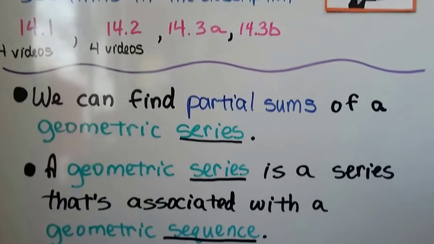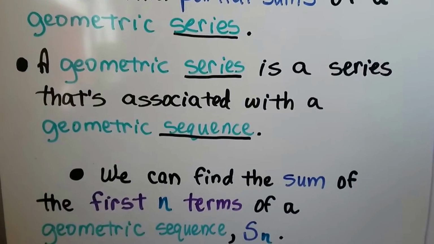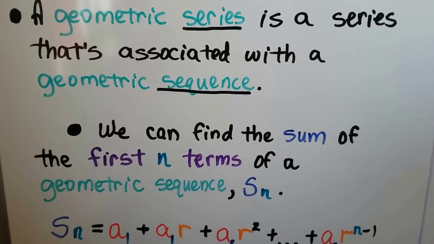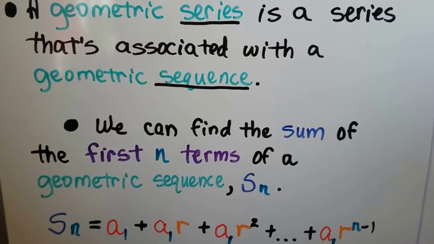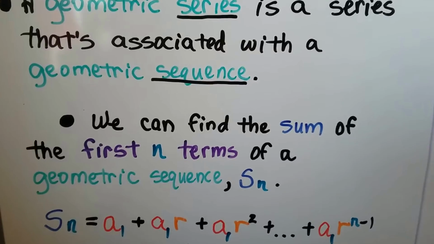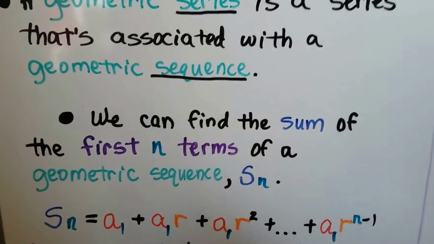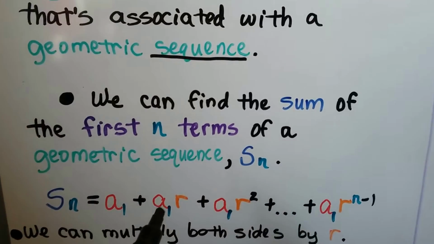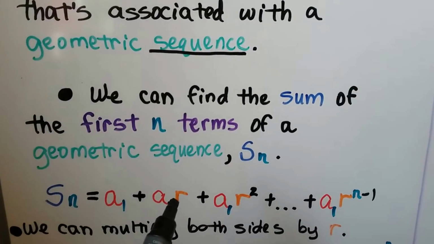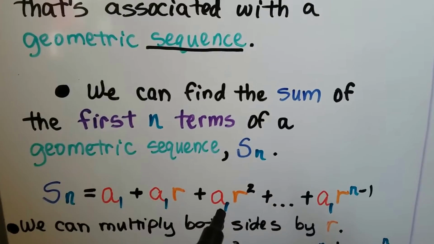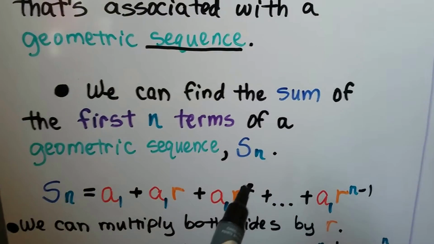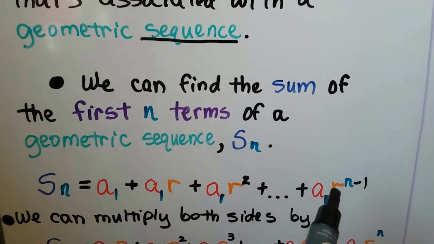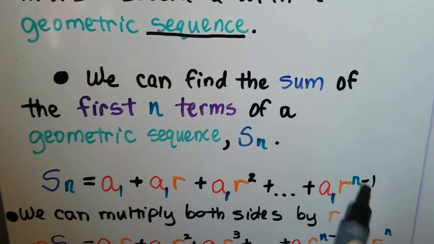We can find partial sums of a geometric series. A geometric series is a series that's associated with a geometric sequence. We can find the sum of the first n terms of a geometric sequence, S sub n. So this would be the sequence, and we'd have our first term, a sub 1. Then to get the second term, we would multiply it by the common ratio, right? To get the next term, we'd multiply it by the common ratio squared, all the way to the nth term. It would be the common ratio to the n minus 1.